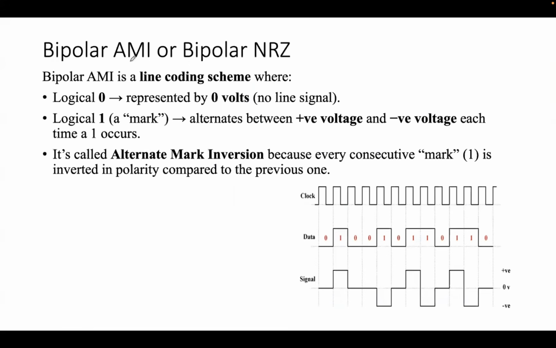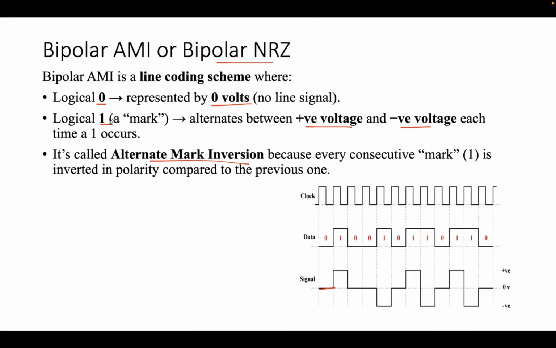Next one is bipolar AMI or bipolar NRZ, which is a line coding scheme. Here 0 is represented by 0 volts, whereas 1 alternates between positive voltage and negative voltage every time this 1 occurs. So we call it alternate mark inversion. You can see this here. Whenever the value is 0, voltage should be 0. So here the value is 0, so voltage should be 0 only.